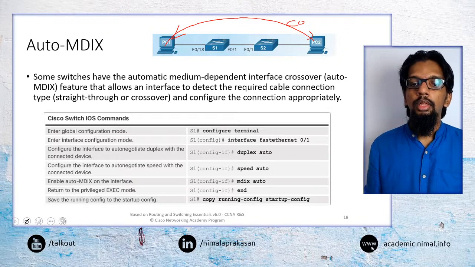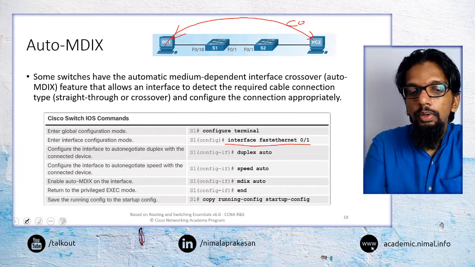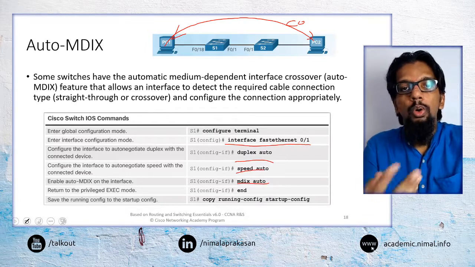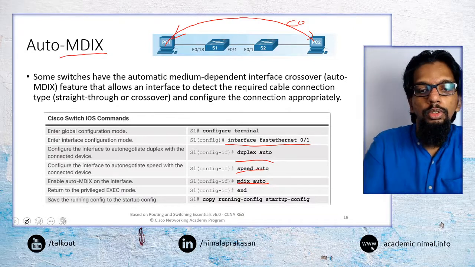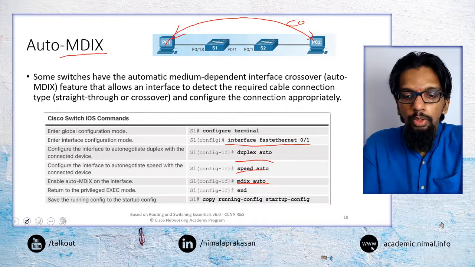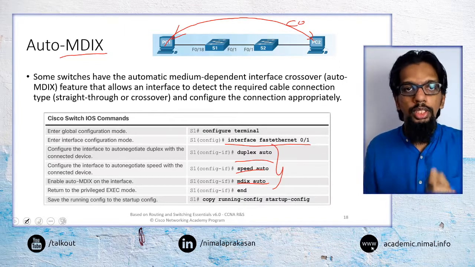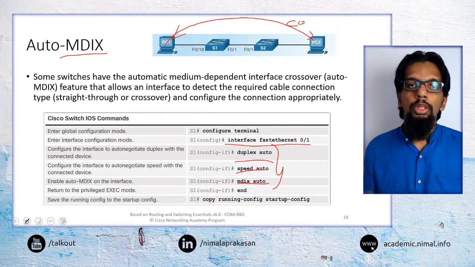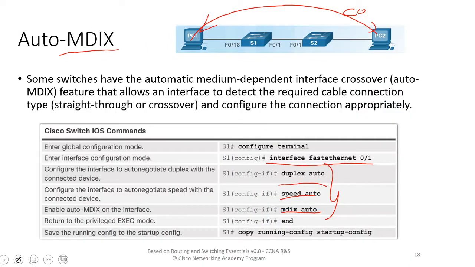To do that, what we would do is go into the interface and set all of these things to auto. When we set them to auto, it will go into the auto MDIX mode, and all these things will be automatically negotiated with the device at the other end of the link, and both the ports will be automatically configured.